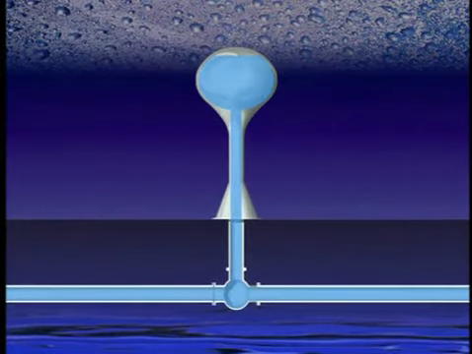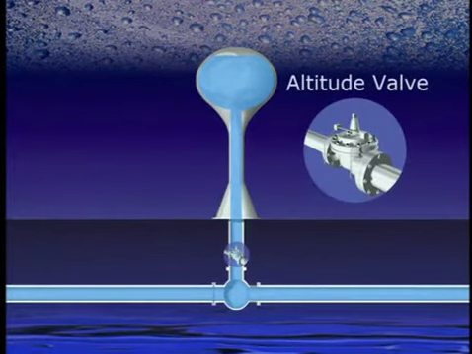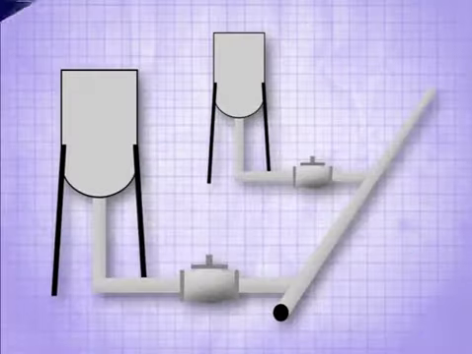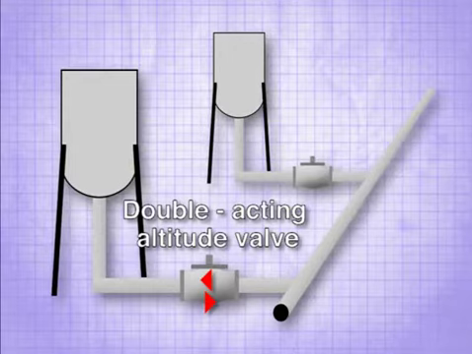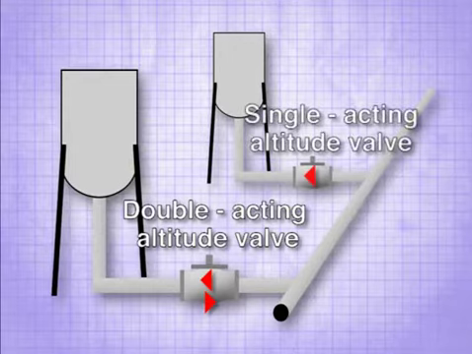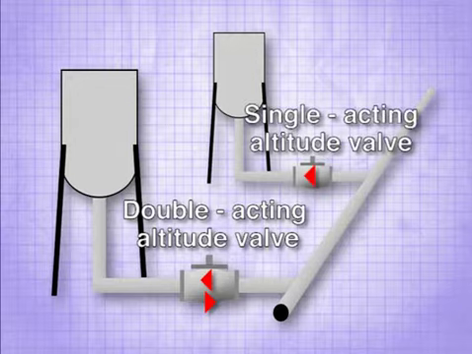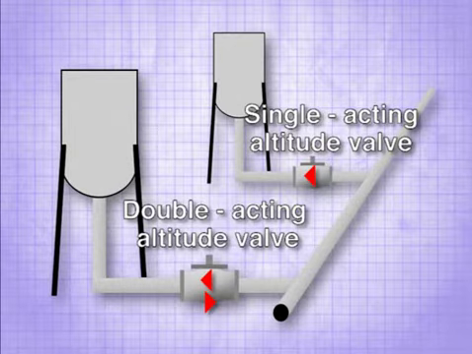Altitude valves are also used to control flow to an elevated tank that could overflow under full system pressure. A double-acting valve restricts flow in both directions and automatically closes when the tank is full. A single-acting valve restricts flow into the tank, but unrestricted flow is allowed from the tank to the system.